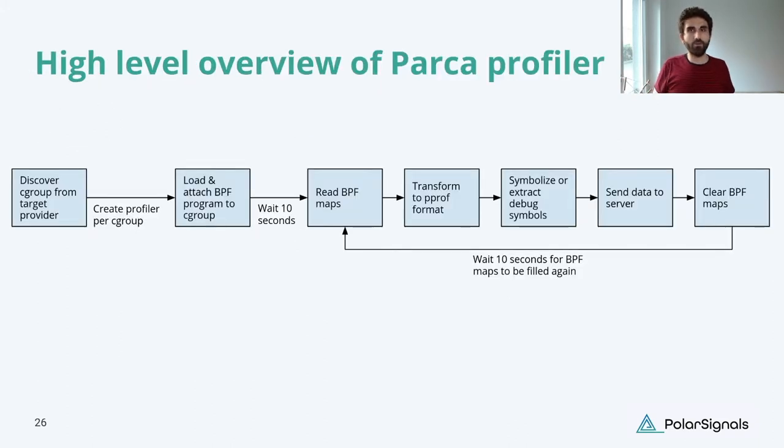So, to check out this high-level overview of this profiler, it discovers cgroups from the target provider. This could be any container runtime, Docker or CRI-O. From that, it loads a little eBPF program per cgroup and starts collecting data. It reads that data into the BPF map, transforms it to pprof format, extracts the symbolization information, sends that data over to the server, and then flushes the buffer and starts doing the same thing again.